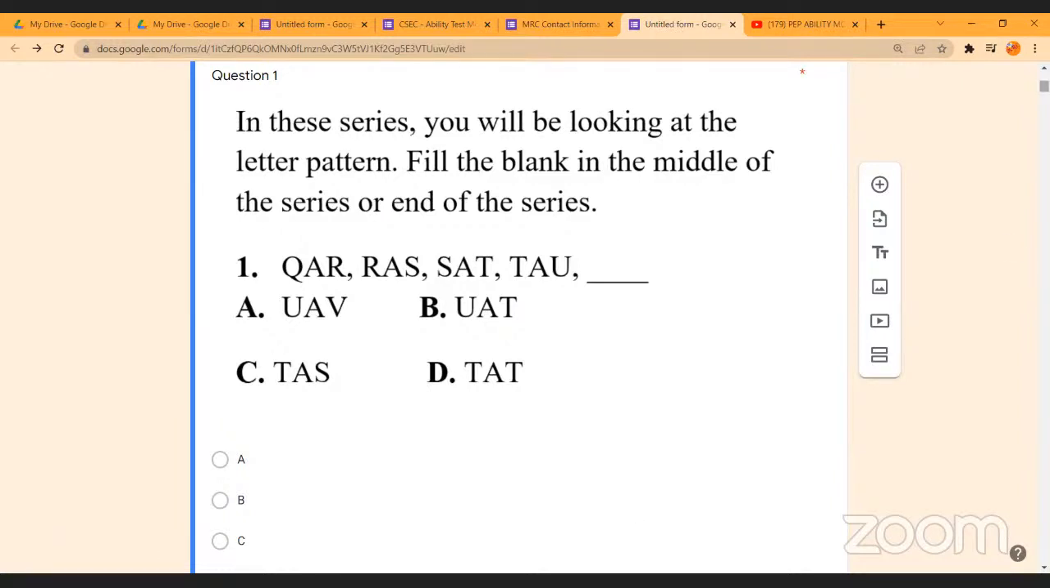Miss, A. And why do you say A? How is it you know that A is the answer? Miss, because it's skipping two letters to reach the next letter. I don't understand that. You think you can explain a little bit more? You think you can tell me which two letters are skipping?